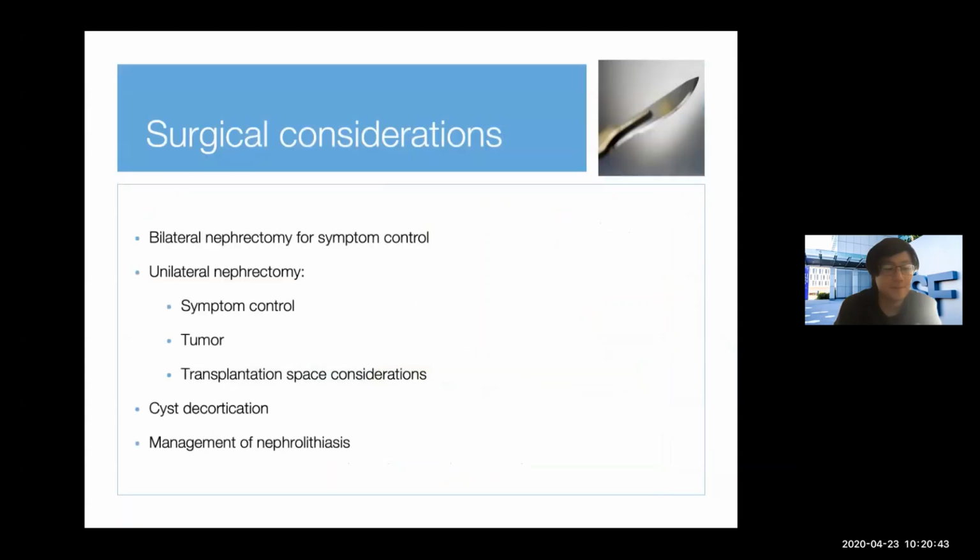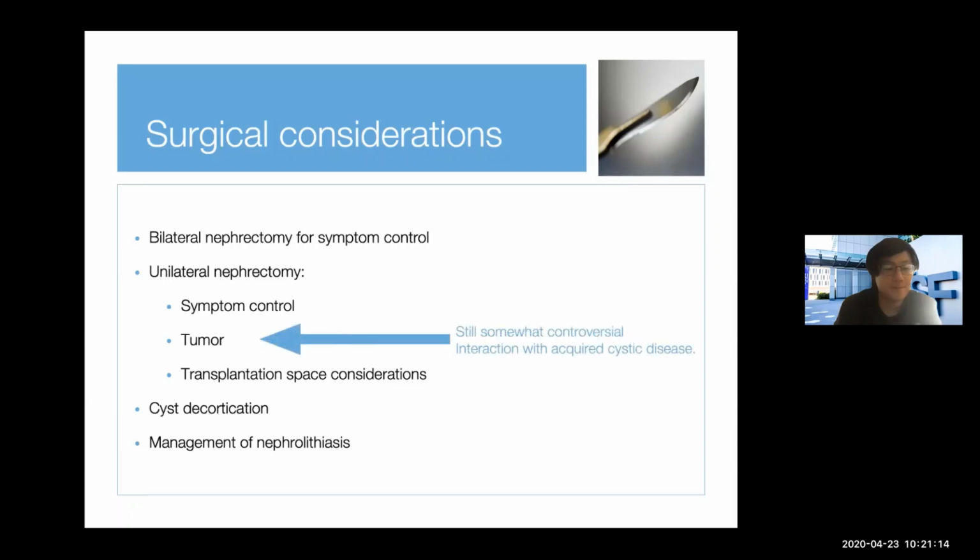So surgical considerations for polycystic kidney disease, obviously there are lots of different options. Bilateral nephrectomies can be done for symptom control. We can do unilateral nephrectomies for symptom control, or for tumors, or for transplant space considerations. We'll cover that a little bit more extensively later. We can do cyst decortications. And of course, the management of nephrolithiasis in polycystic kidney patients is a whole other topic. We're really not going to cover that today, but that's certainly an interesting topic to cover.